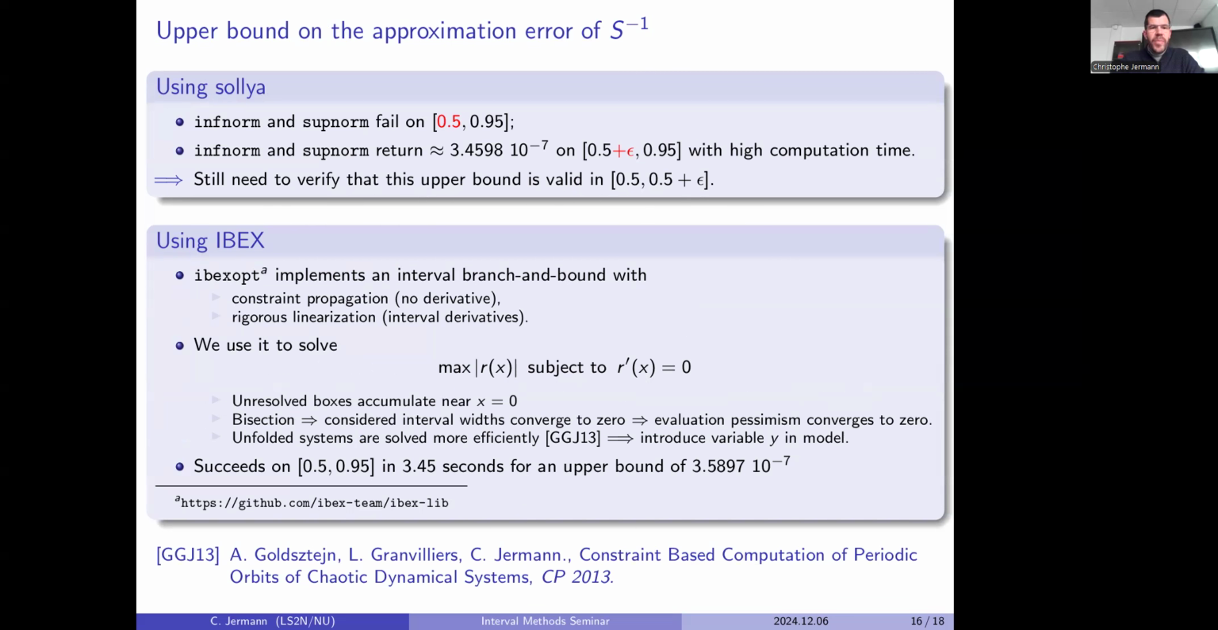And this is indeed what happened within Solia. If we use some functions which are already implemented in Solia and able to compute the norm of an error between an approximation and a function on a domain, and we try to apply it to the domain 0.5 to 0.95, it just fails.